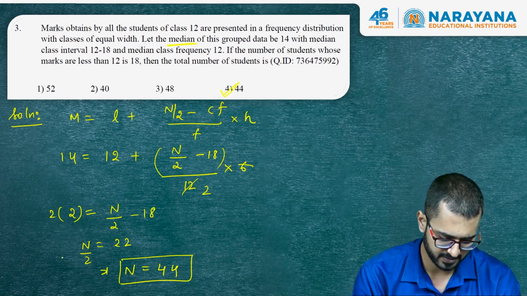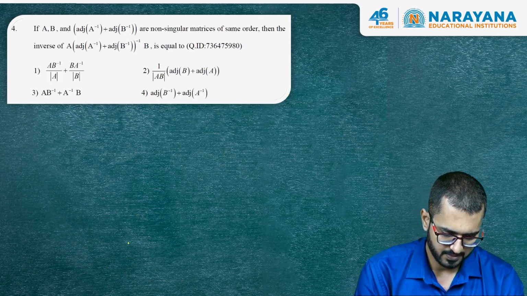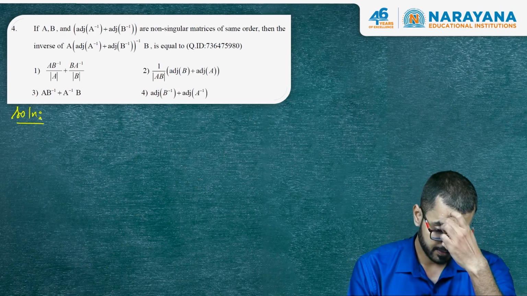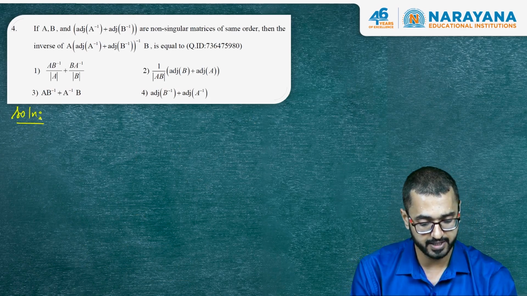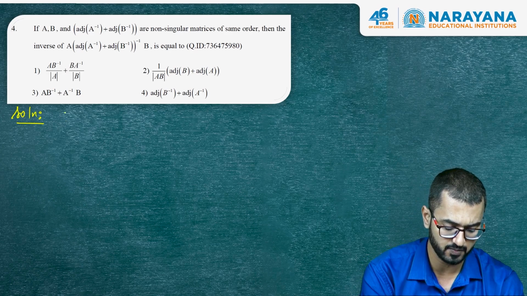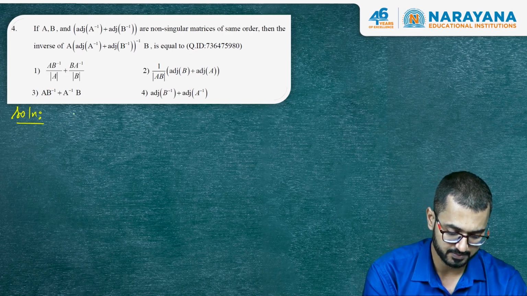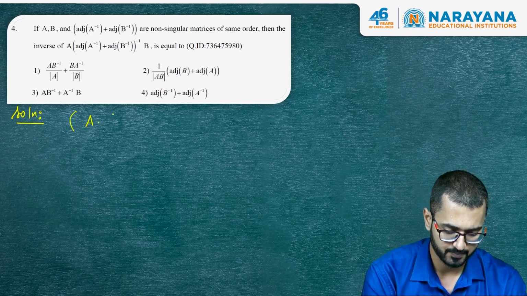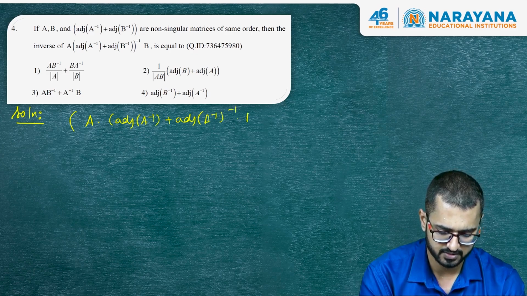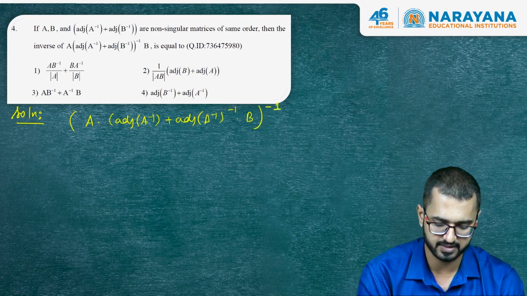Okay, so next part. Again a beautiful question from matrices. A and B, and adjoint of A inverse, adjoint of B inverse are non-singular matrices of the same order, and we want the inverse of this matrix. So basically what is required is the inverse of this matrix. So we want A into (adjoint of A inverse plus adjoint of B inverse) the whole inverse, into B inverse. That's what we have to find out.